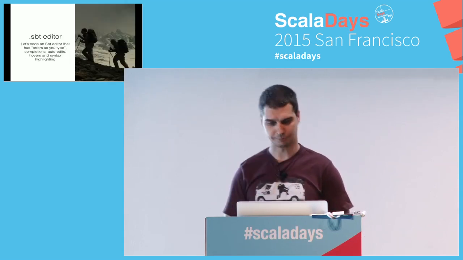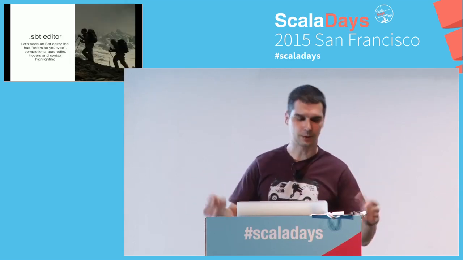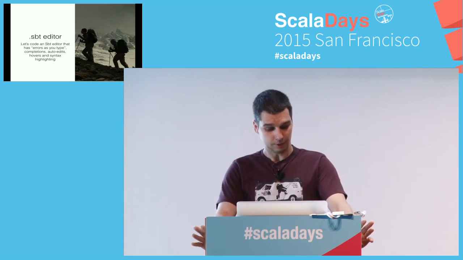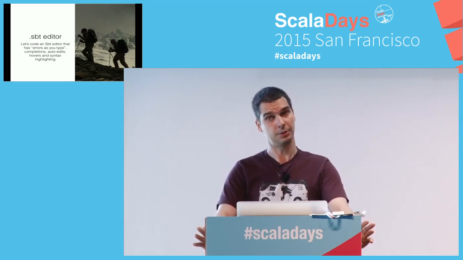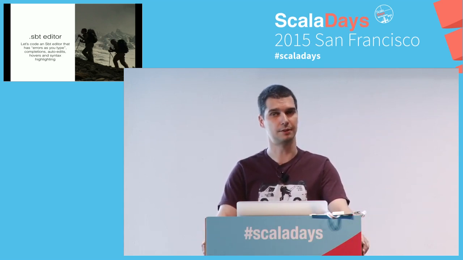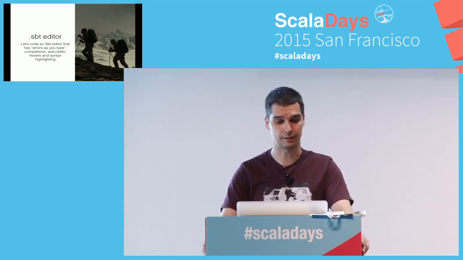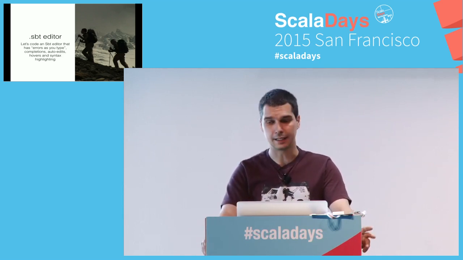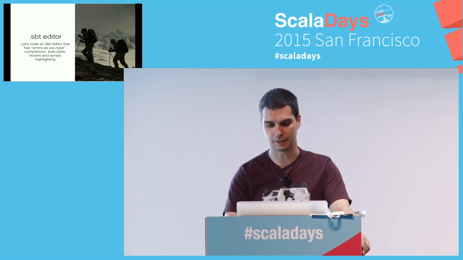Okay, so this was the part where I was supposed to do live coding. I'm just going to describe a little bit what's going to happen. So our task is to get SBT files, which are pretty much small files that have Scala syntax, but not precisely Scala. So how do we get an SBT editor that behaves in a sane way? So like a Scala editor: errors, hovers, syntax highlighting.